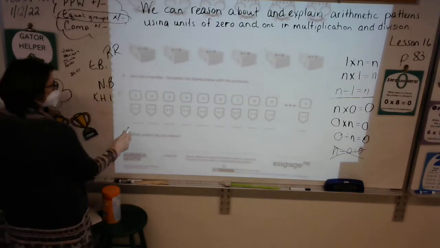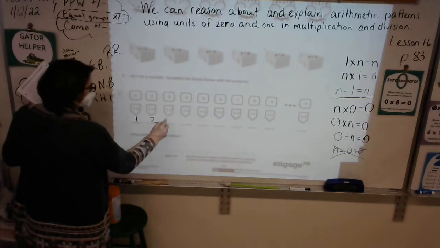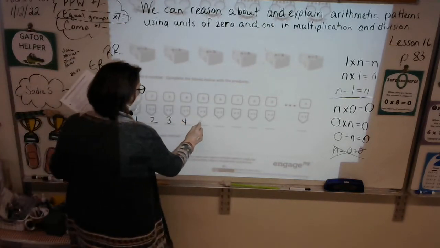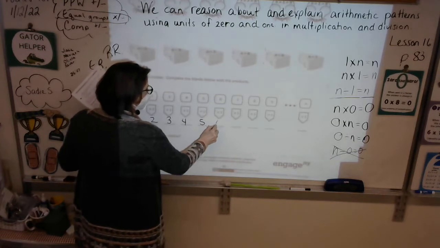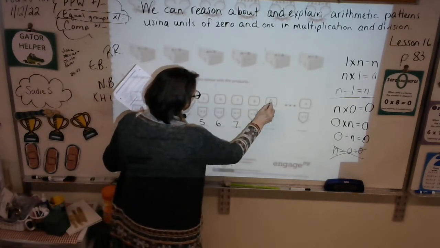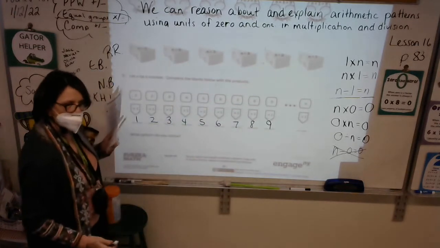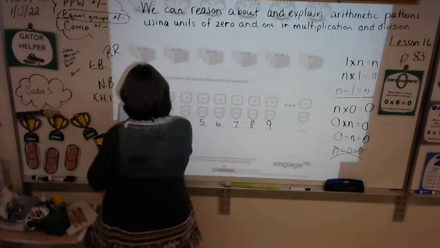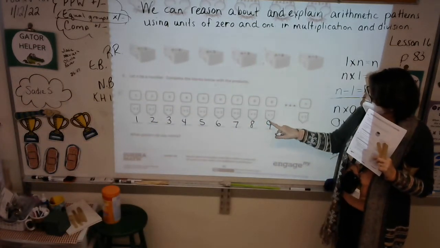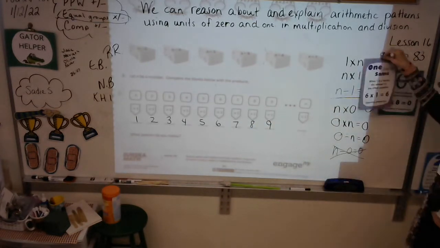1 times 1 equals. 2 times 1 is. 3 times 1 is. 4 times 1 is. 5 times 1 is. 6 times 1 is. 7 times 1 is. 8 times 1 is. 9 times 1 is 9. Okay, just looking at these, what do you notice? They all have a 1. And what do you notice about the other two numbers? They're the same. 1 and the same.